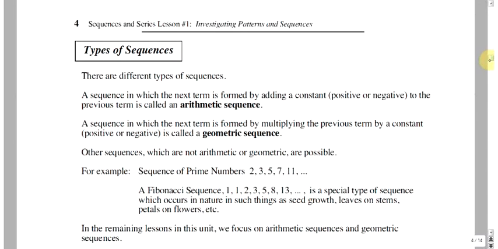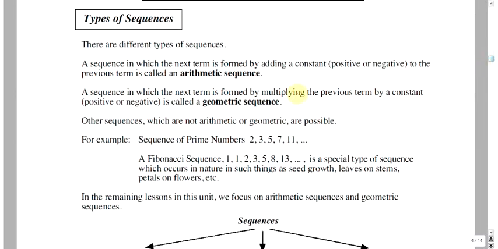Okay, definitions. When we add, there's a word for it. You have to know the difference here, okay? That's arithmetic sequence when you add. When you multiply, it's called a geometric sequence. Need to know. People forget that on the test, you're going to lose lots of marks, okay?